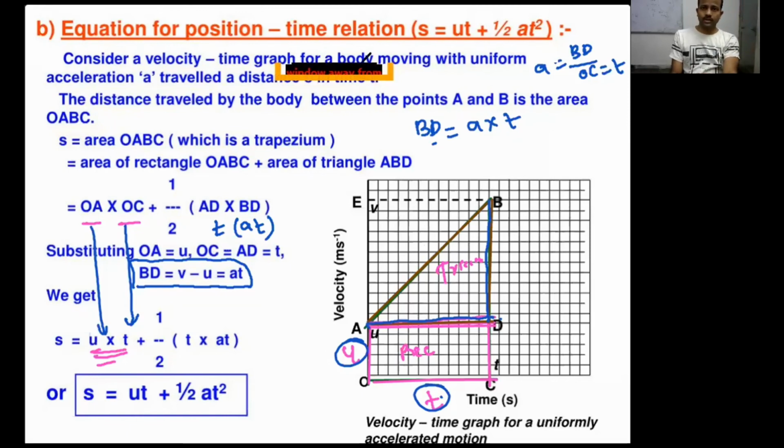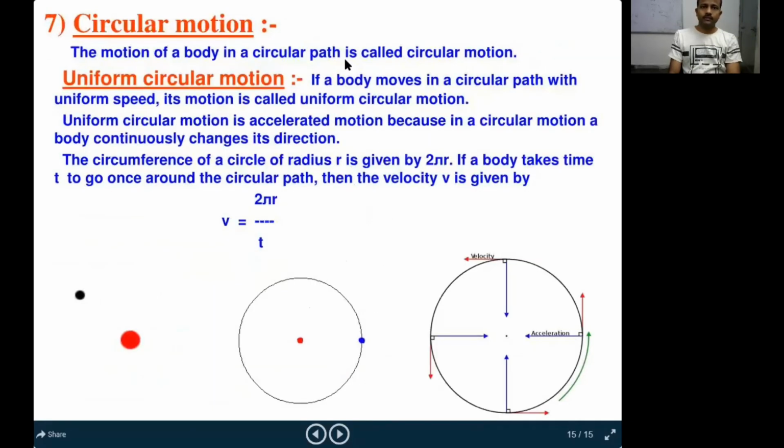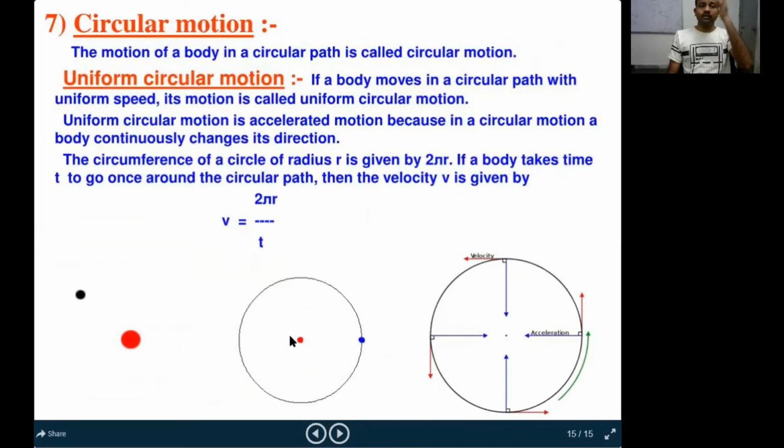Okay. So this is a derivation of equation of motion by using graphical method. Finally, we have one more topic. Next one, circular motion. Right now, what is circular motion? So here our body is moving in a circular path. At each point the direction of the path is changing, right? The direction of path changing means the velocity is changing.